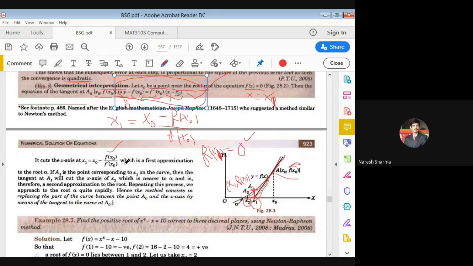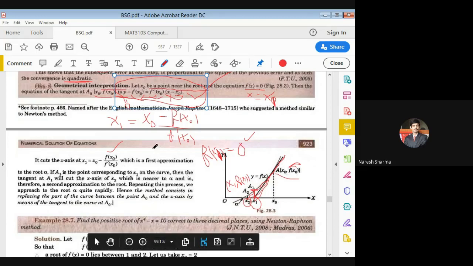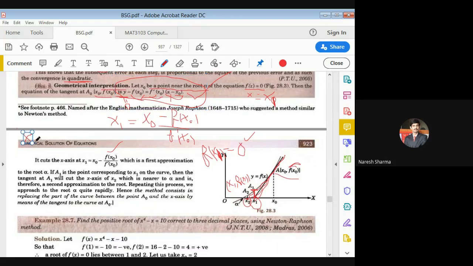Then we get another approximation of the root, on the same line, which is x2 is equal to x1 minus f(x1) divided by f dash x1. In the same way, if we proceed, we get the n plus 1th approximation. So in that case, we write n plus 1 here and n, n, and n. Right? So doing this, we get the Newton-Raphson formula.